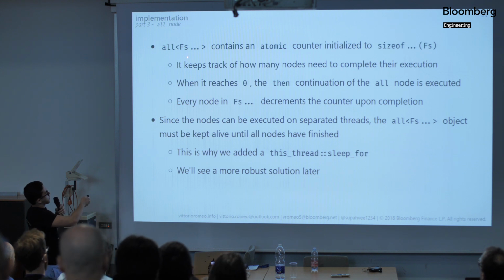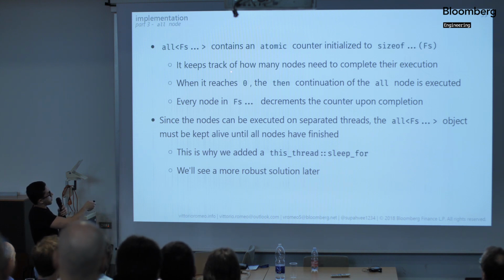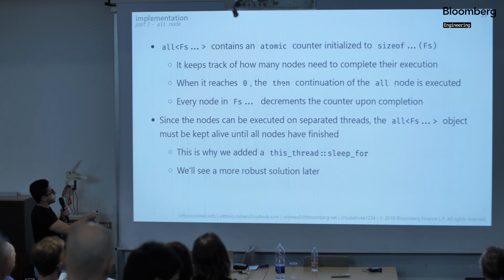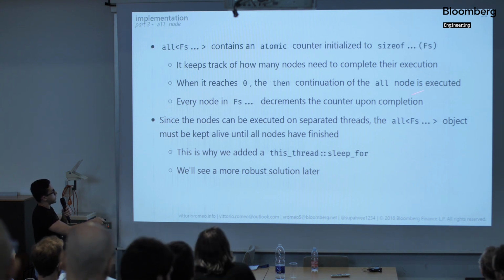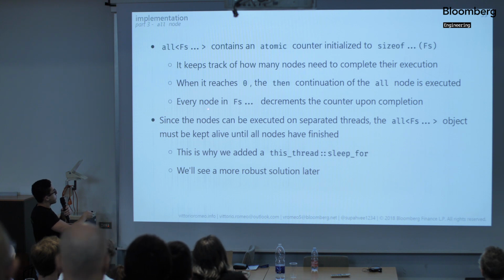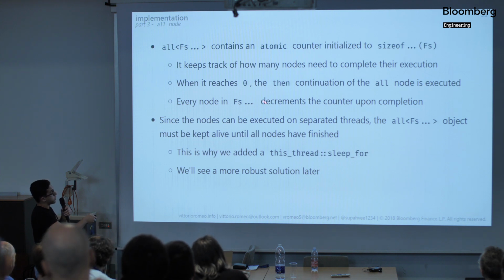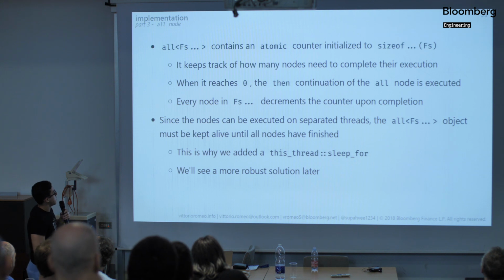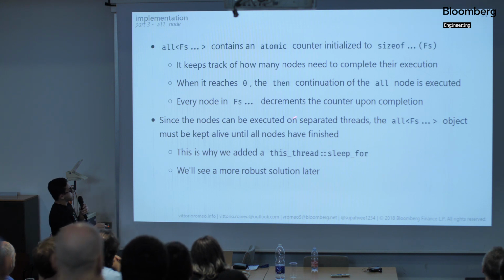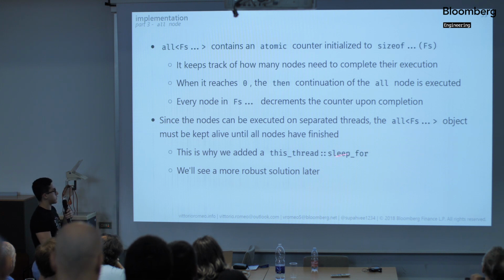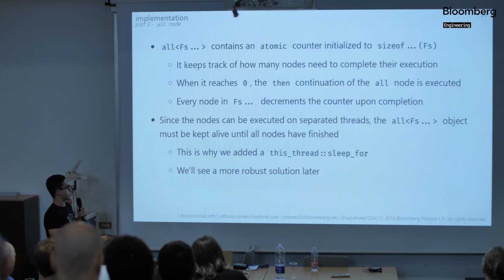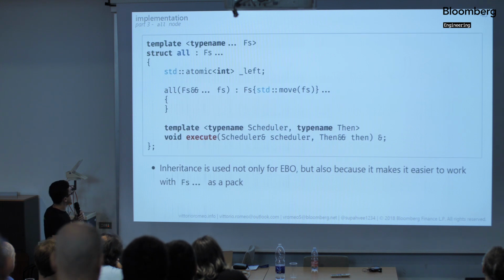So basically, this is what I just said. The atomic counter keeps track of how many nodes need to complete their execution. When it reaches 0, the then continuation of the all node is executed. And every node, as we pass it as an input, decrements the counter upon completion. And since the nodes can be executed on separate threads, this object needs to be kept alive, so this is why we have the sleep. And we can see a more robust solution later in the slides.